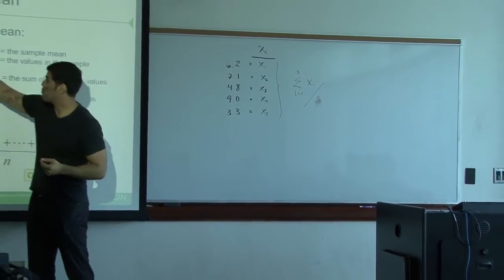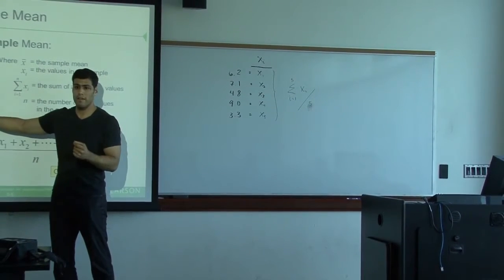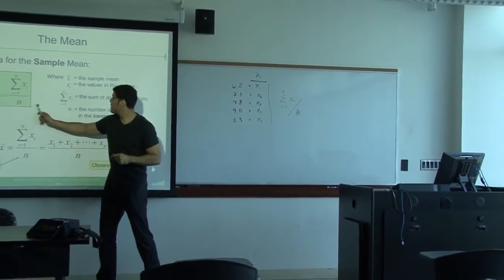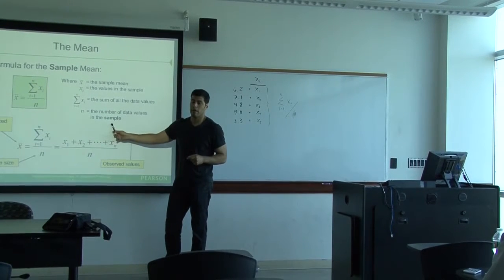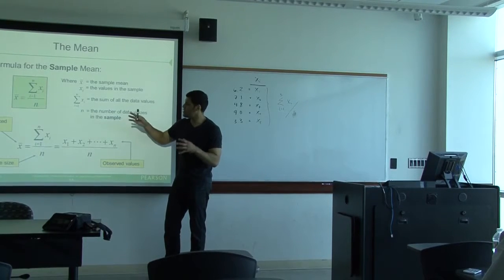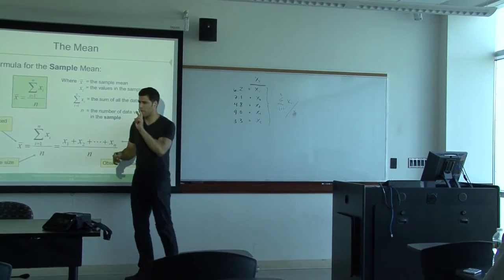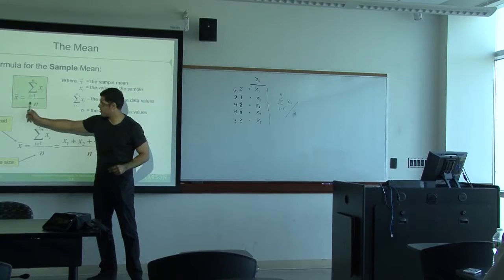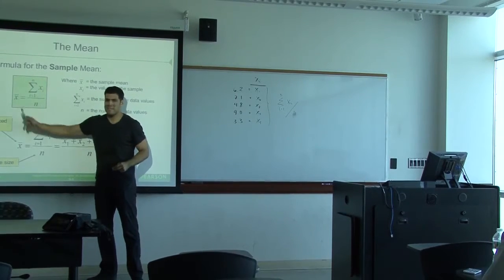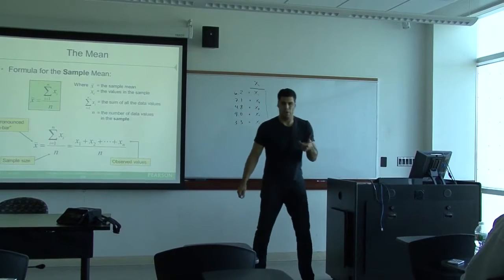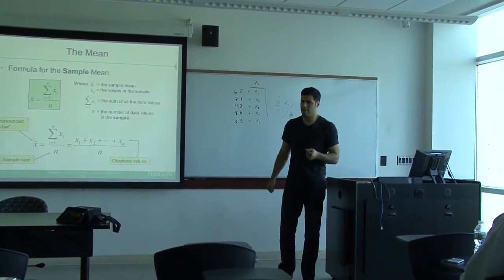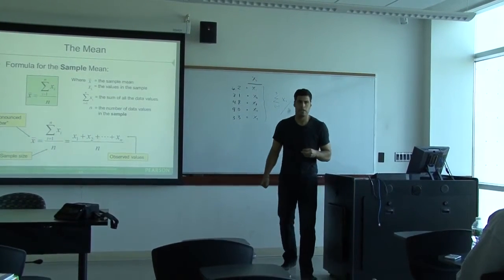Okay? X bar is the sample mean. Why? Because n is the sample size. Okay? So all this notation here, I'm referring to two things specifically, X bar and n. Those are sample notation. Okay? X bar is the sample mean, small n is the sample size. Is that all right? So how does it change when we go to the population?